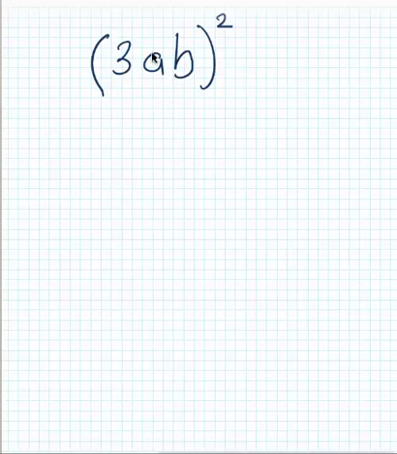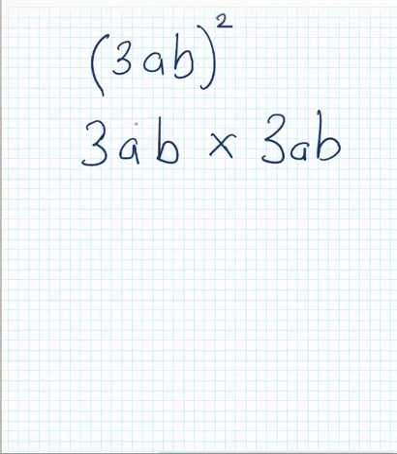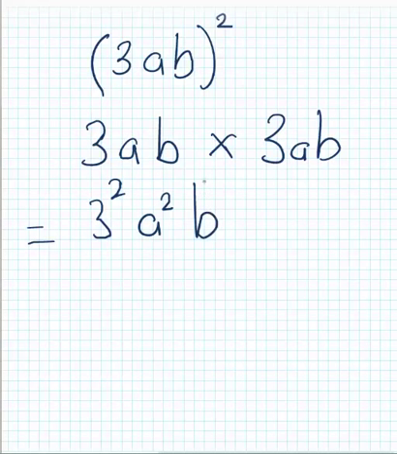So here we have 3ab in brackets, and we're squaring everything. So we're really saying 3ab times 3ab. 3 times 3 is 9, or we get 3 squared. Then we end up with a squared, and we end up with b squared. Now the final answer will be written as 9, so we evaluate the 3 squared, 9a squared b squared.